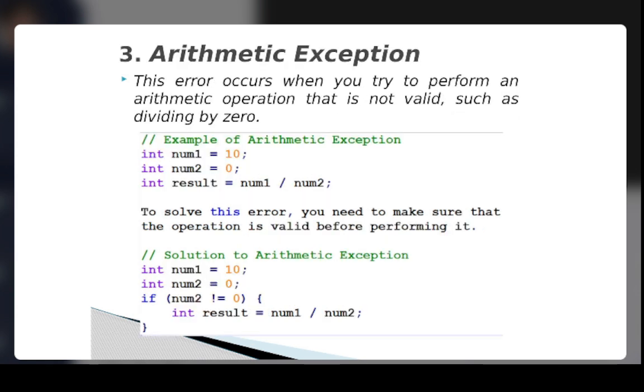Arithmetic exception. This error occurs when you try to perform an arithmetic operation that is not valid, such as dividing by 0. Example is as shown below.